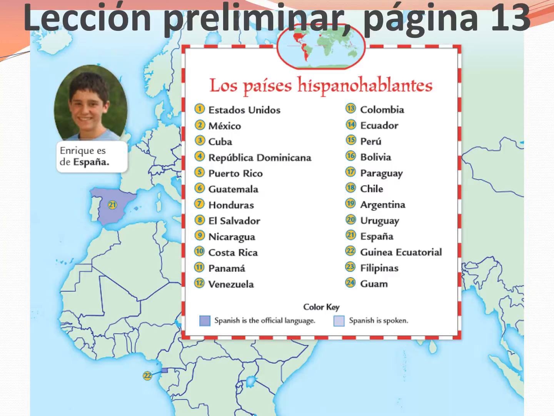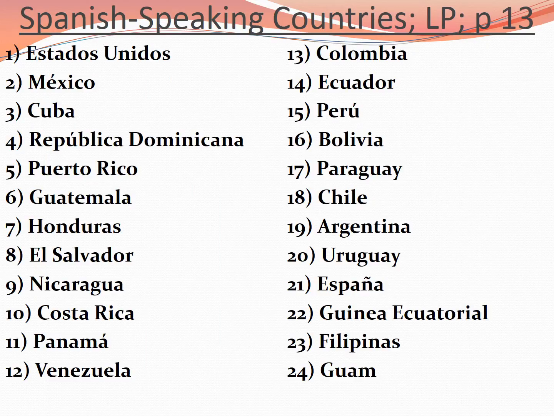En este libro hay muchos países hispanohablantes. In this book, there are many Spanish-speaking countries. They list a total of 24 where either the first or second most commonly spoken language is Spanish. Estados Unidos are the United States. These countries are given on page 13. Again, Estados Unidos are the United States.